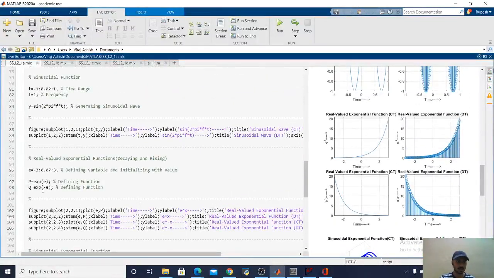Here you can see it's p equal to e to the power t and q equal to e to the power minus t. Basically one of them is increasing and the other one is decreasing. You can see its graph and corresponding code.